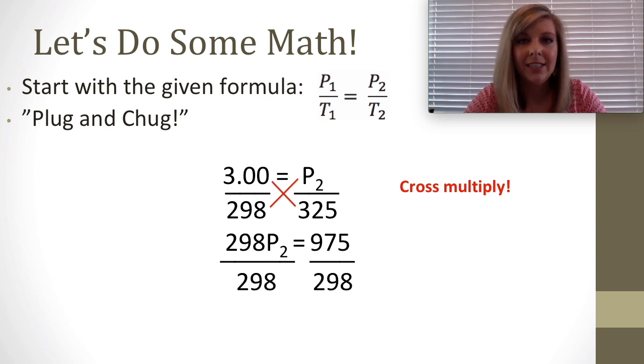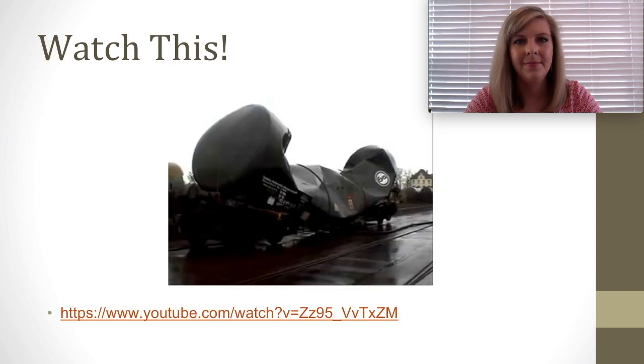When I do this, that allows both of my 298s to cancel out. Therefore, I am left with 975 divided by 298. This leaves me with P2 equals 3.27 atmospheres. And there's your answer. Let's watch one last video.